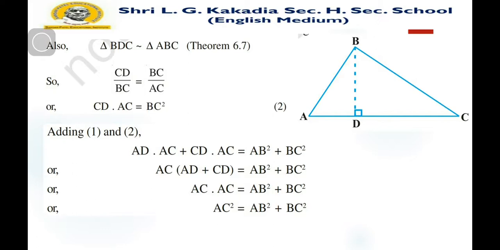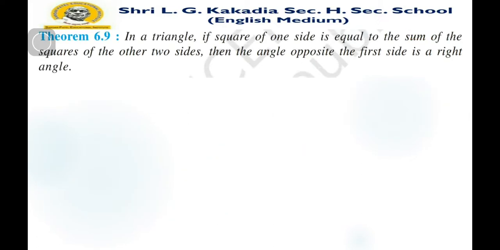Now, we know that for some theorems a converse theorem is given. So let us consider the converse of the Pythagoras theorem, that is theorem number 6.9.